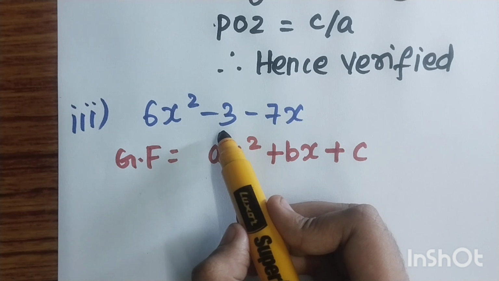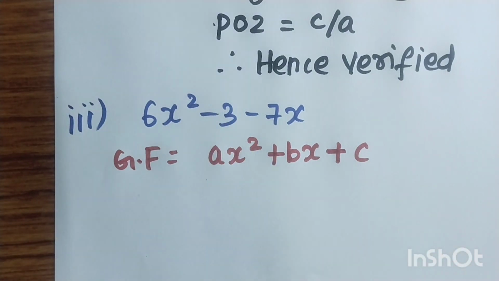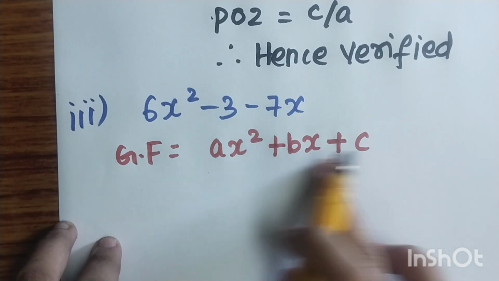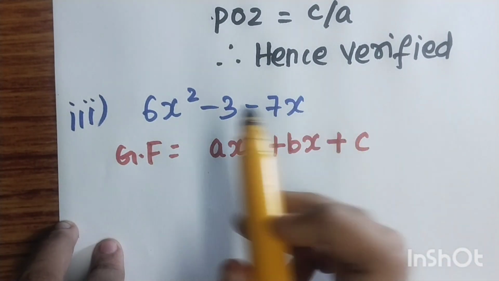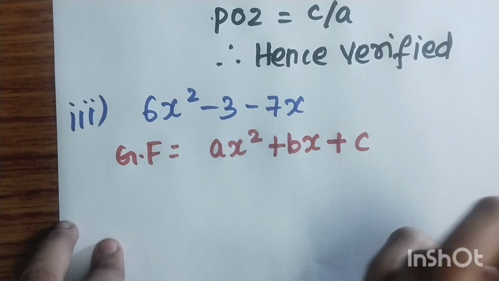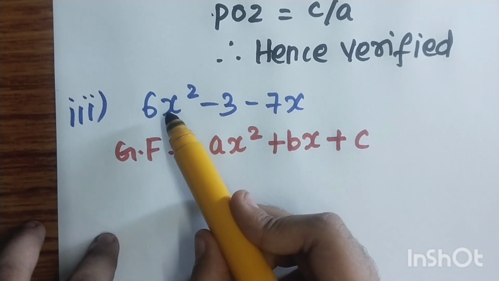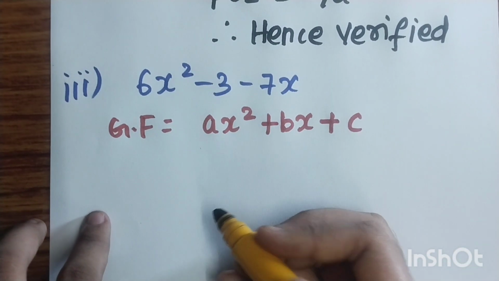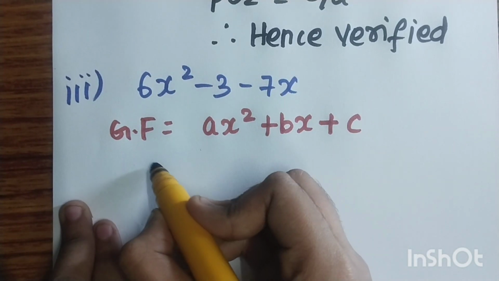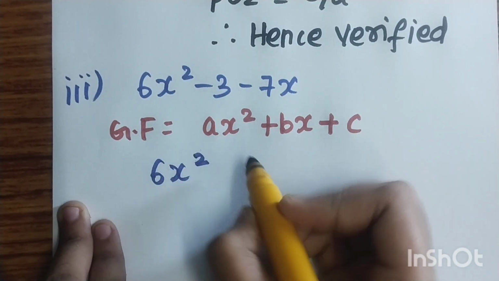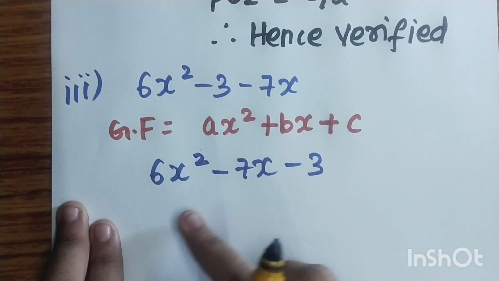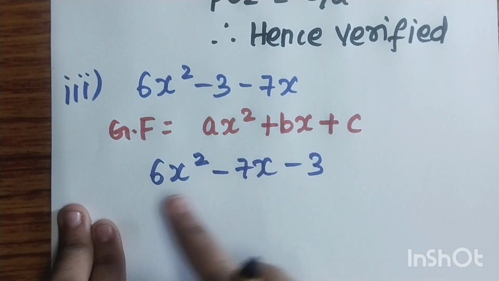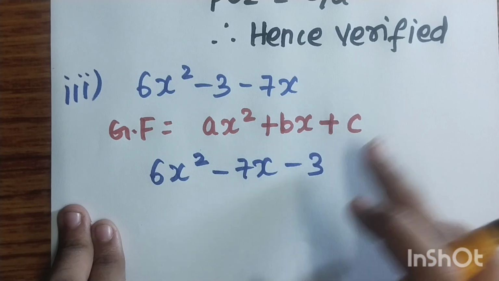This is wrong. Okay, so we have to interchange and proceed with our sum. According to the general formula, we have to interchange the given question: x square, x, and then followed by the constant. But here x square and constant they have given, so we just have to interchange according to the general formula. So 6x square minus 7x minus 3. Now it matches with my general formula, right? So x square term, x term, constant.